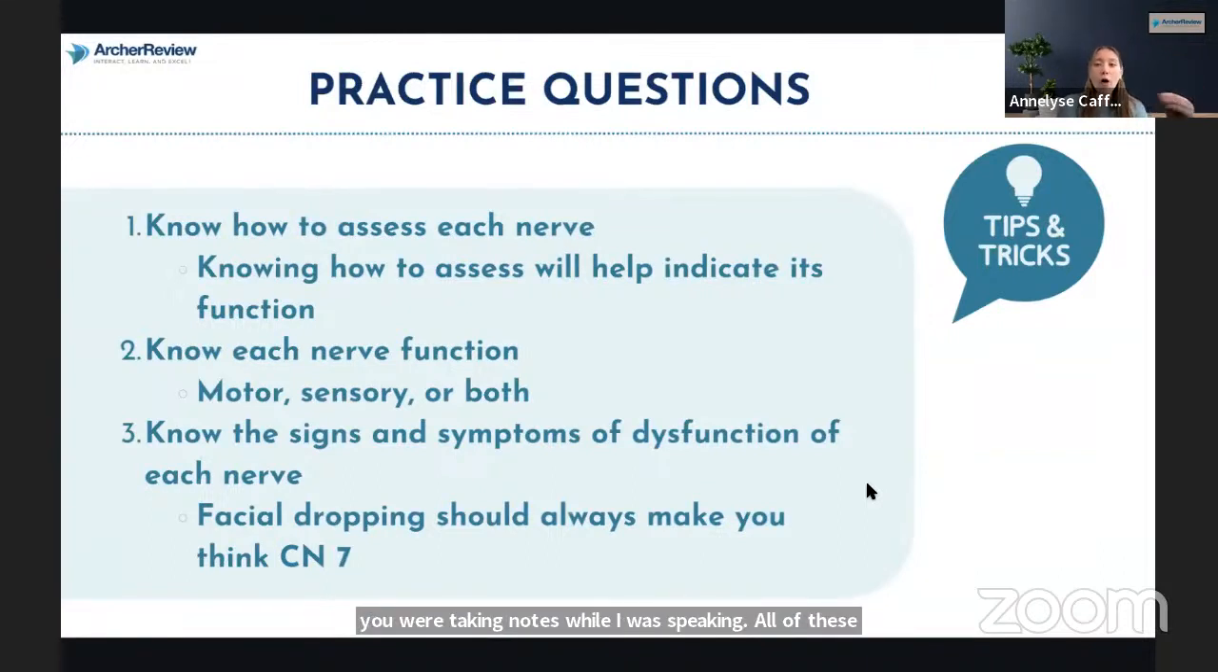I want you guys to first off know how you assess each nerve. That is what we just went through here. If you know how to assess that nerve, it's going to indicate the function. So if you remember, okay, cranial nerve 1, I'm having them smell something, that's going to be a really big indication for you of what it does. Oh, well then cranial nerve 1 is in charge of smelling.